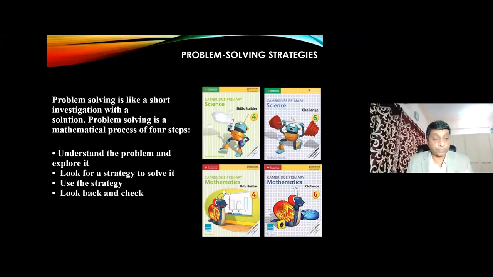And the problem solving, as I told you, is a key step. The student should be trained for that. So problem solving is basically investigation. It's a short investigation, okay, a mathematical process in which first the student understands the problem and explores it. Then he makes a strategy for how to solve it. Then he uses that strategy. And then at the end, he looks back and checks whether his strategy gave him the right answer or not.